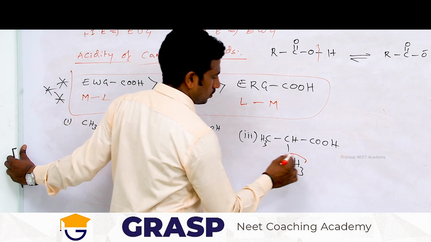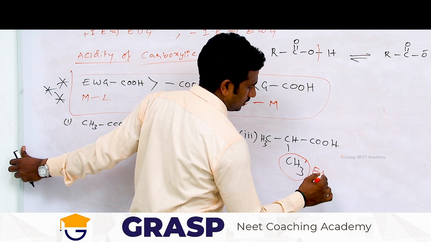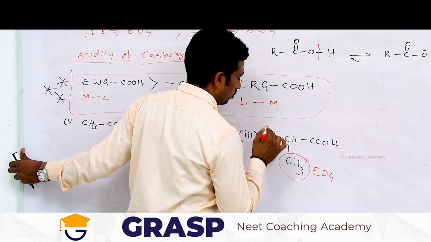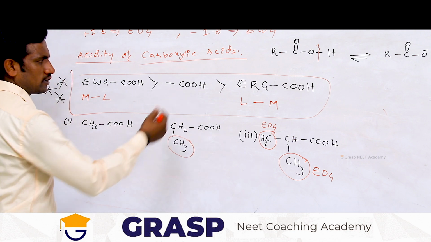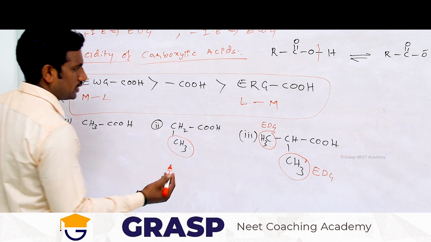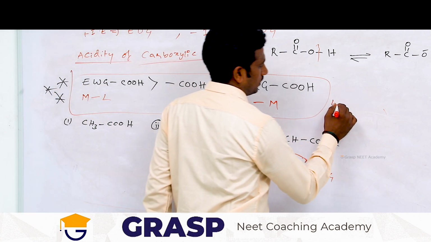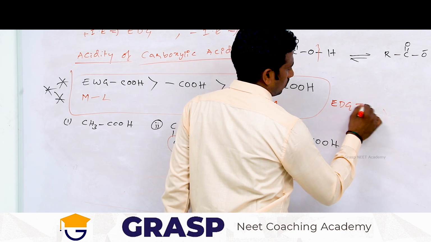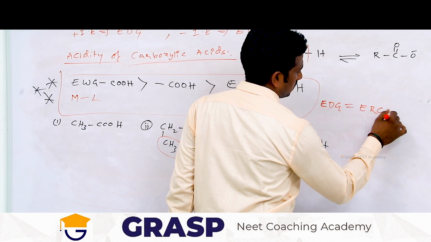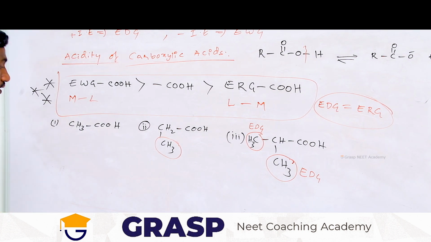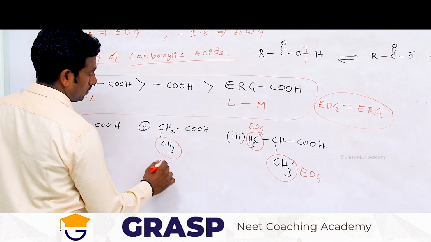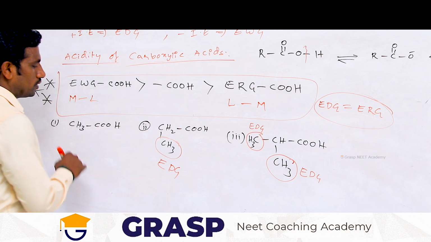All are donating groups, electron donating groups. Here how many donating groups? Electron donating groups. Here also electron donating groups. Electron donating groups and electron releasing groups, both are the same only. Don't get confused. See here, electron donor group only one is there, no donors.